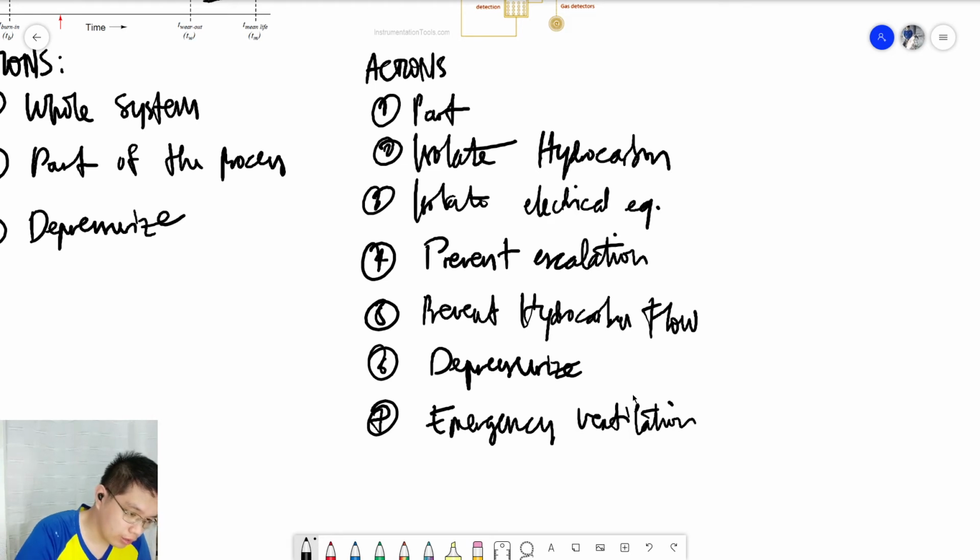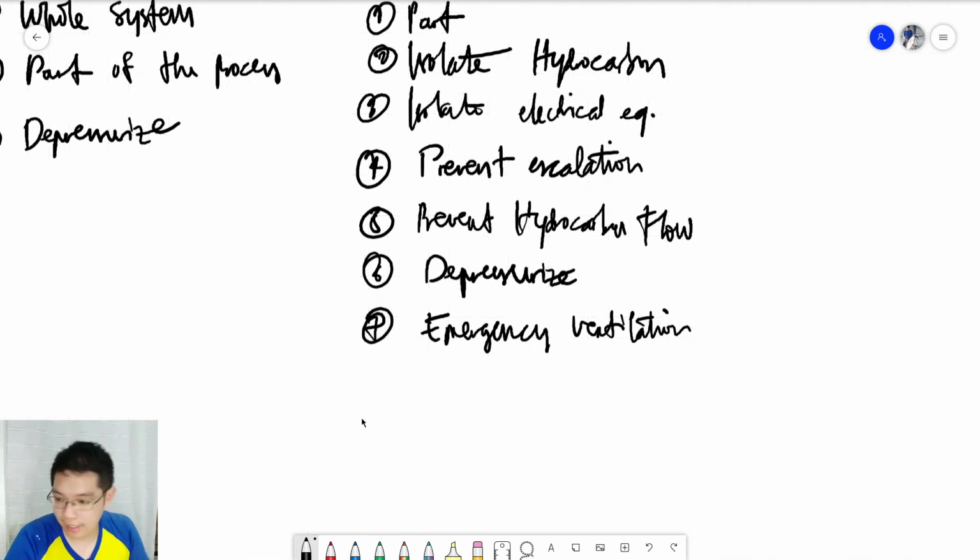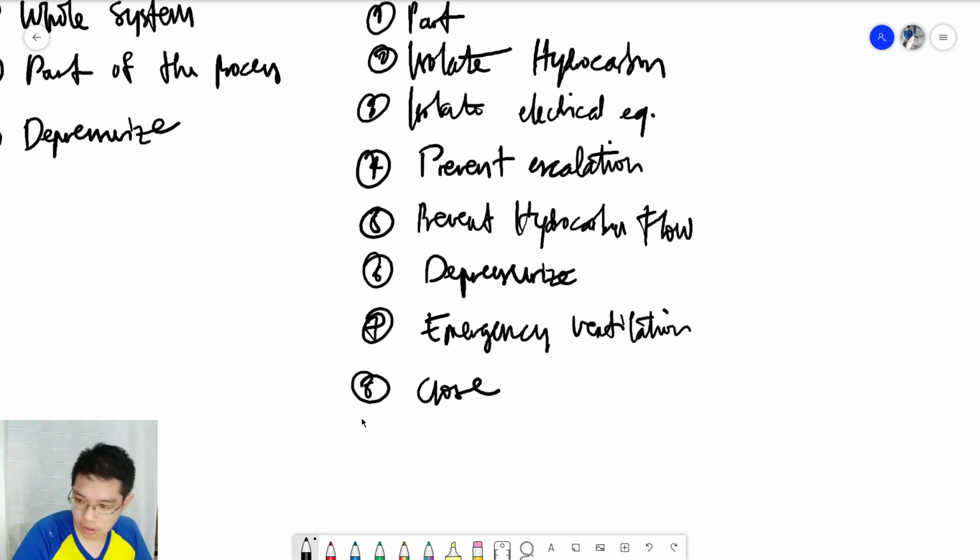Seventh is emergency ventilation. For example, if there are harmful gases, gases that can be harmful to the workers in an area, the emergency shutdown process may also activate the emergency ventilation system in order to keep everyone safe. And lastly, close doors. Emergency shutdown systems may also close doors.